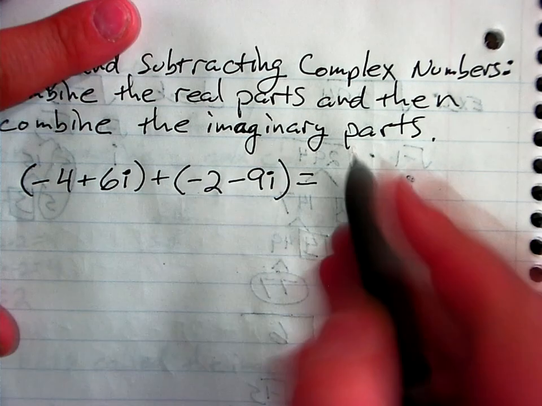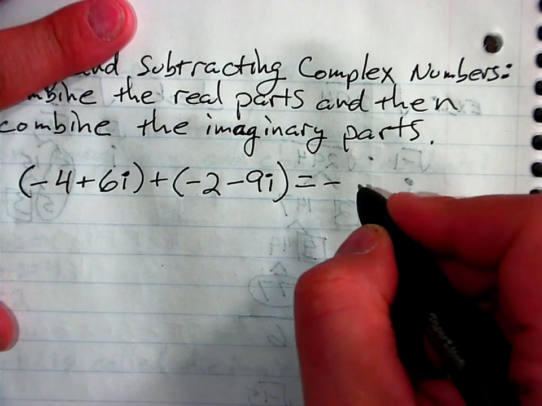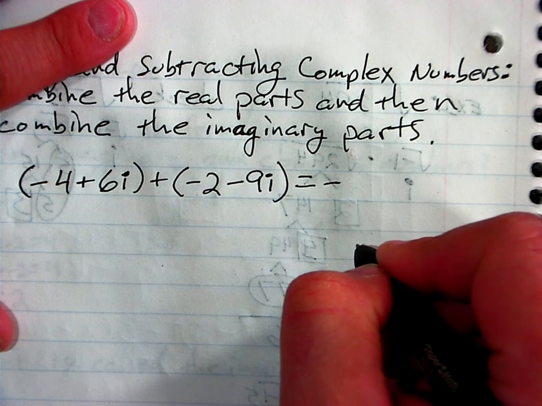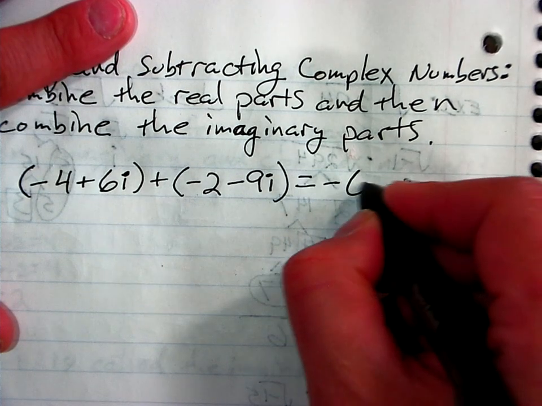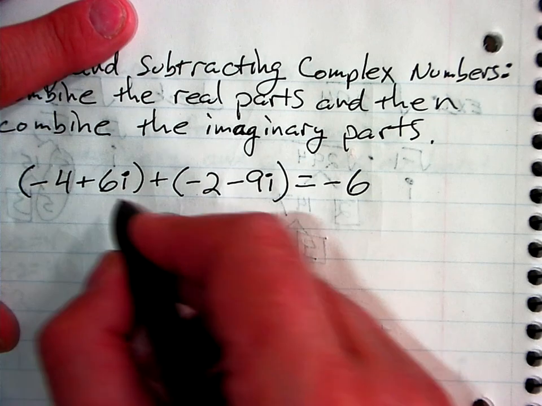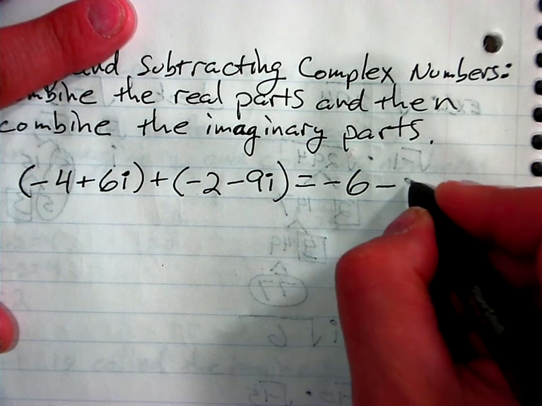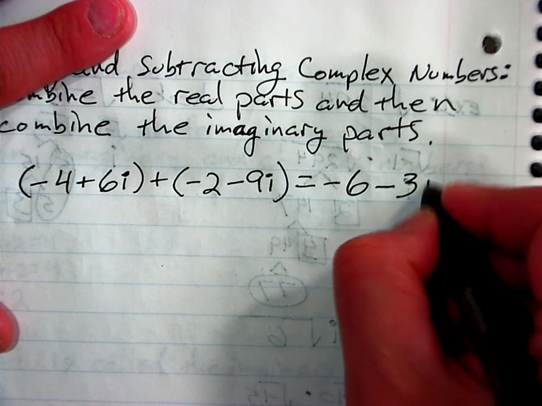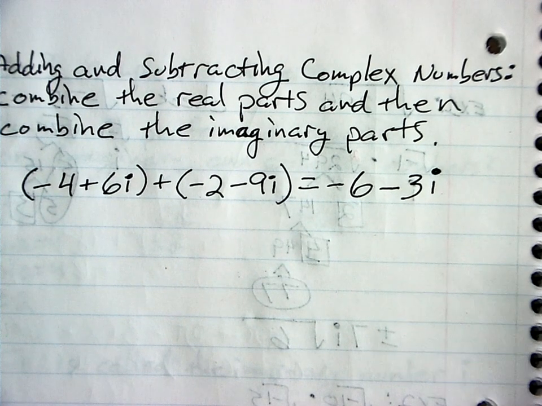-4 minus 2 is, if I borrow $4 and borrow 2 more, how much have I borrowed? Oh, I didn't put the negative on the 4. All right, so I have borrowed $6. Let's go on to the imaginary numbers. 6i minus 9i is -3i.